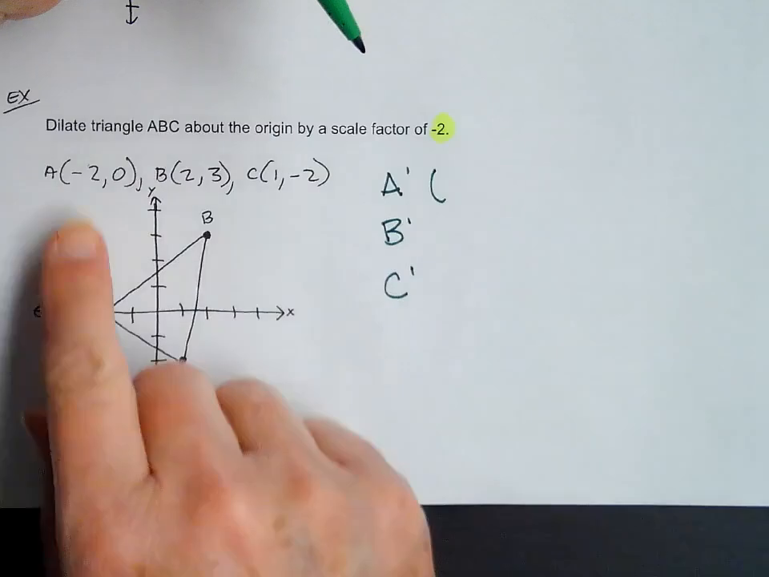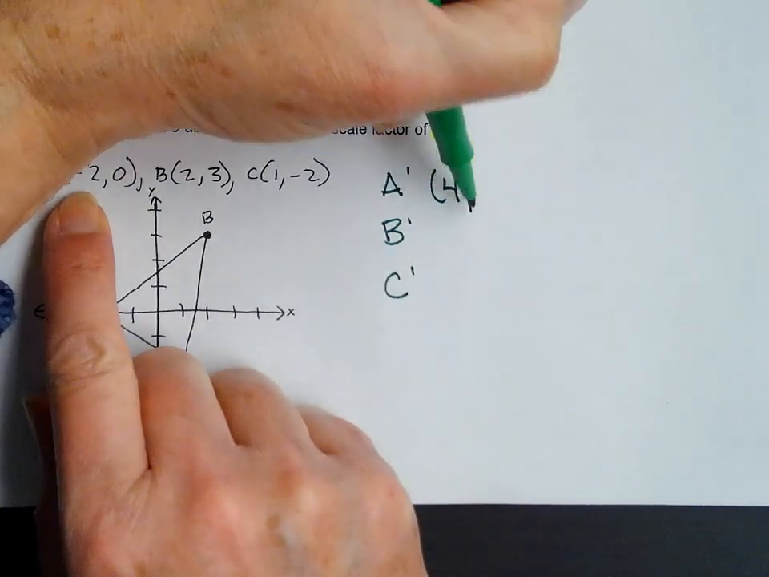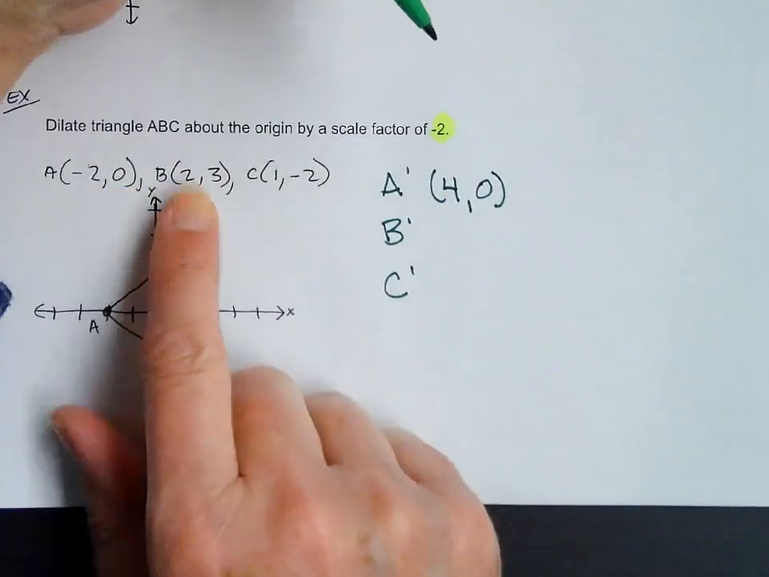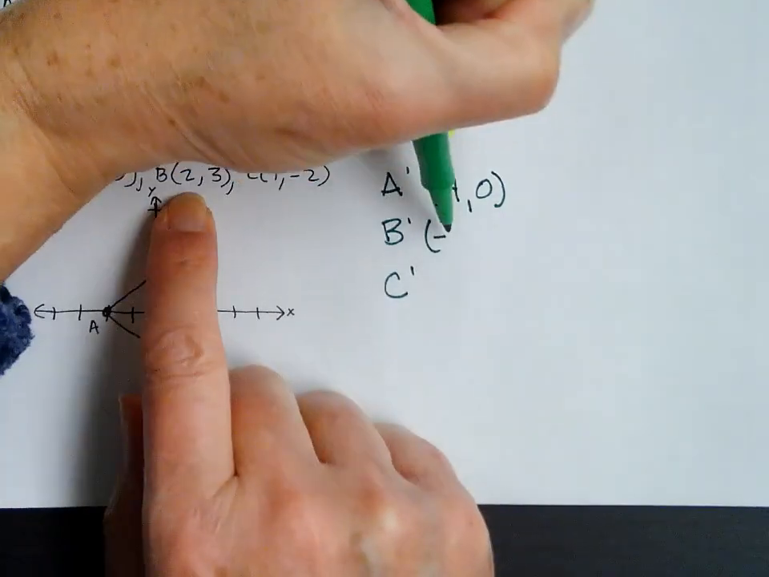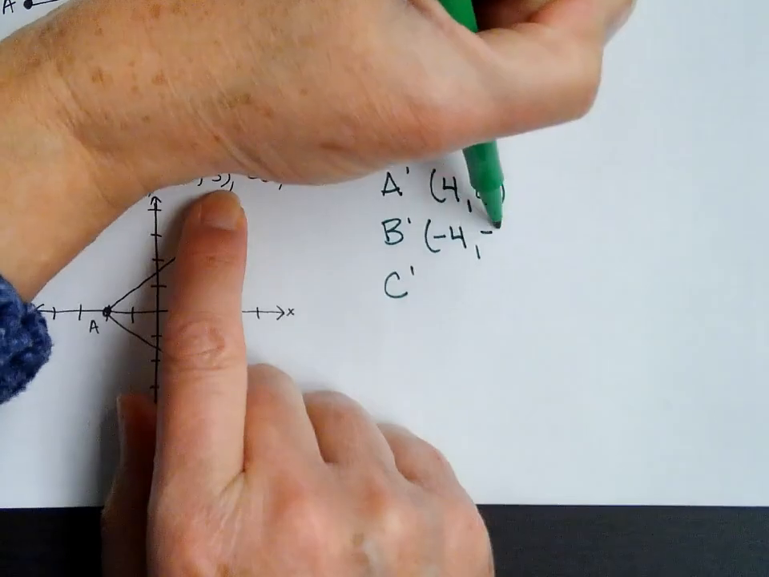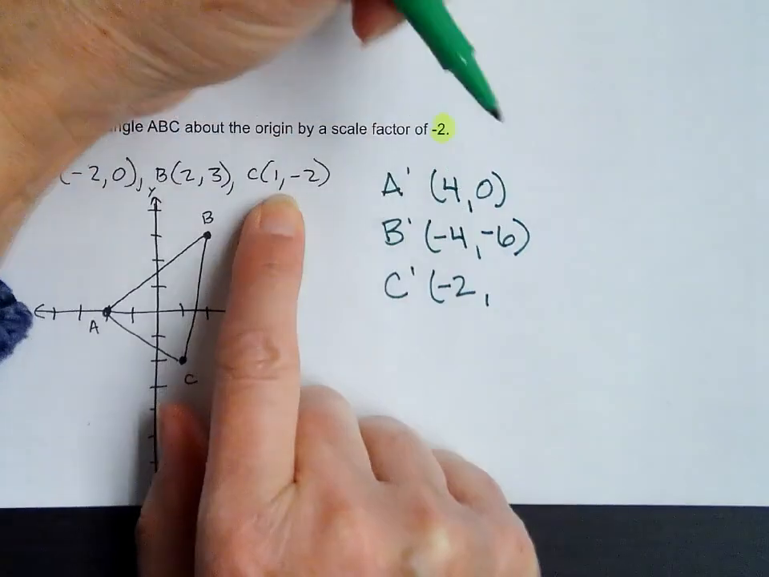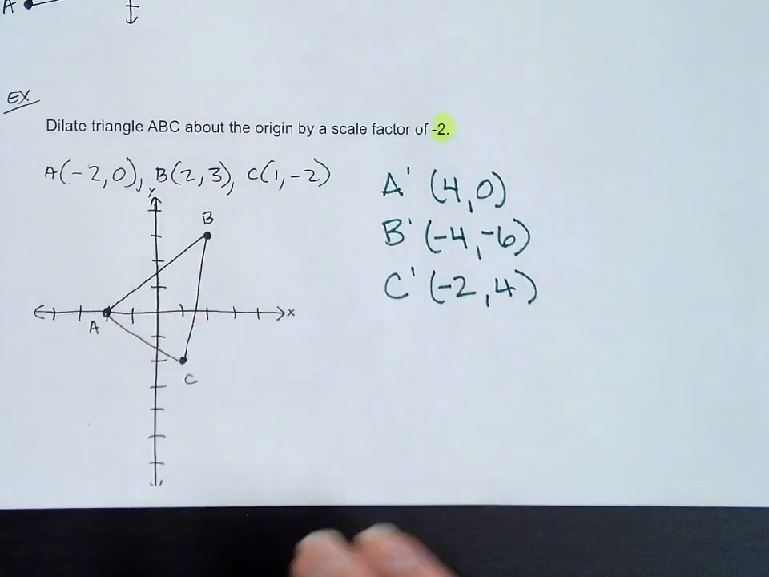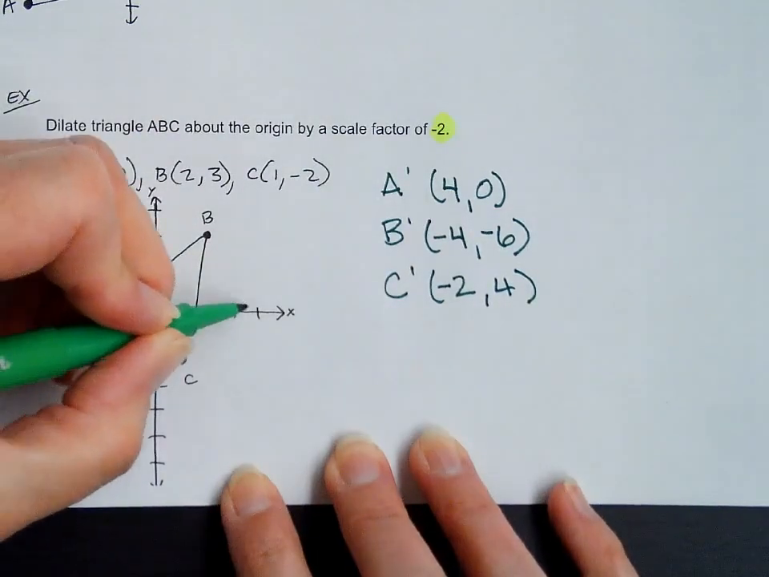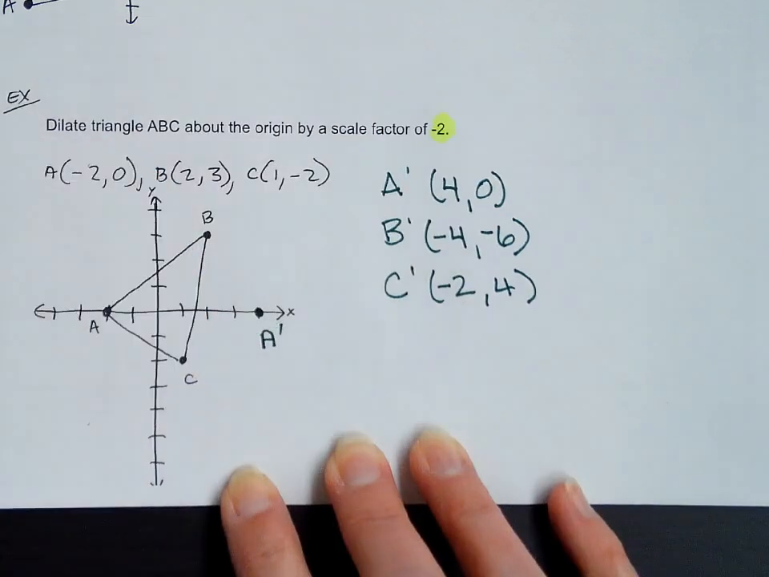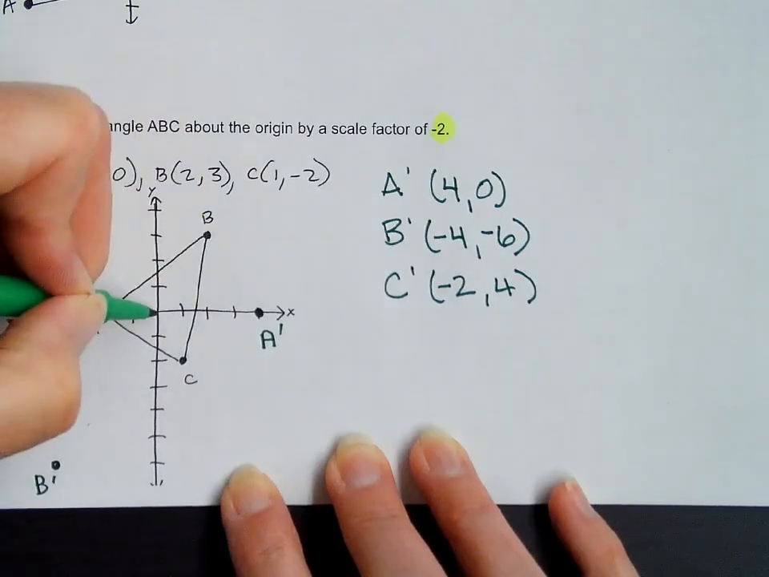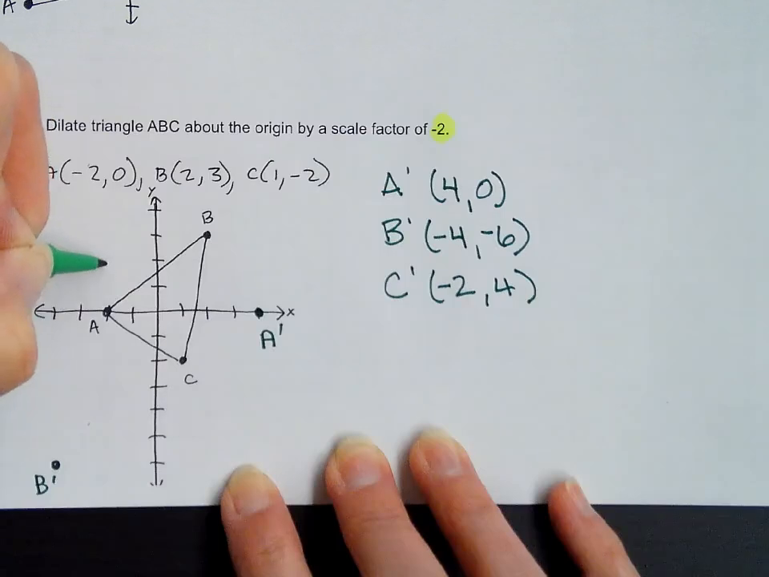So -2 times -2 is 4. 0 times -2 is 0. 2 times -2 is -4. 3 times -2 is -6. 1 times -2 is -2. And -2 times -2 is 4. So when I go to graph these, 1, 2, 3, 4, 0, there's A prime. -4, -6. Here's B prime. And then C prime is at -2, and then 1, 2, 3, 4.